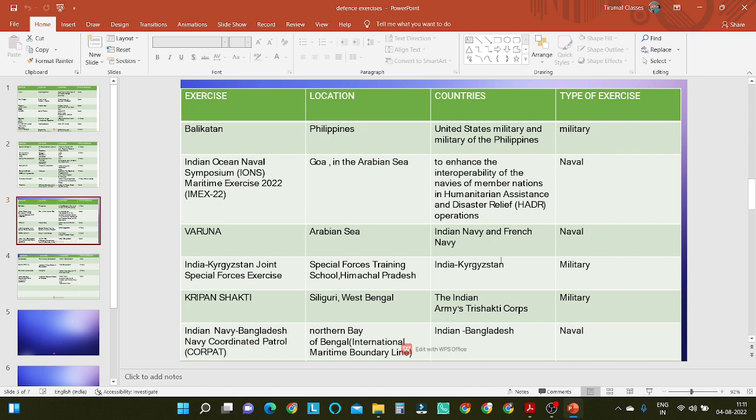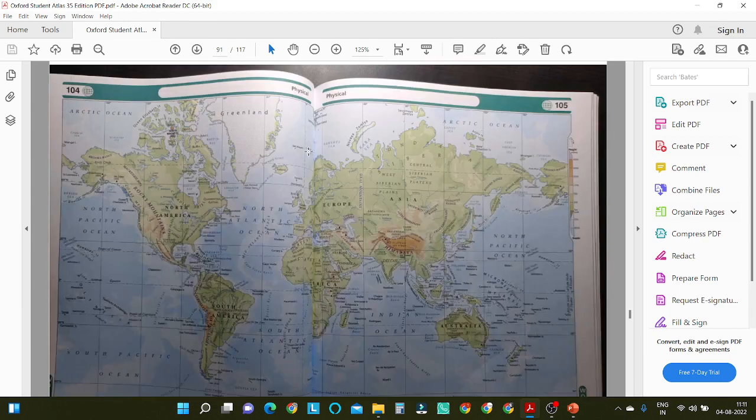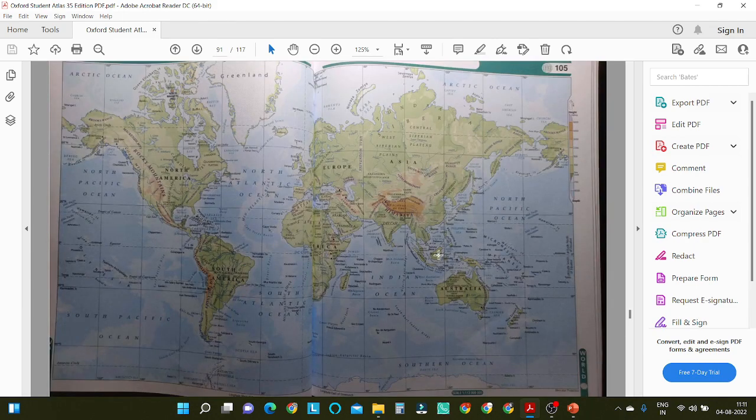It is taking place in the location of the Philippines. So point out the location of the Philippines. It is present above the Indonesian islands. Like here we have, these are the Indonesian islands, and here we have the Philippines. So earlier we discussed some exercise which is taking place in Malaysia. We have seen Singapore, Australia, UK are taking part. So now we are seeing the exercise taking place in the Philippines.